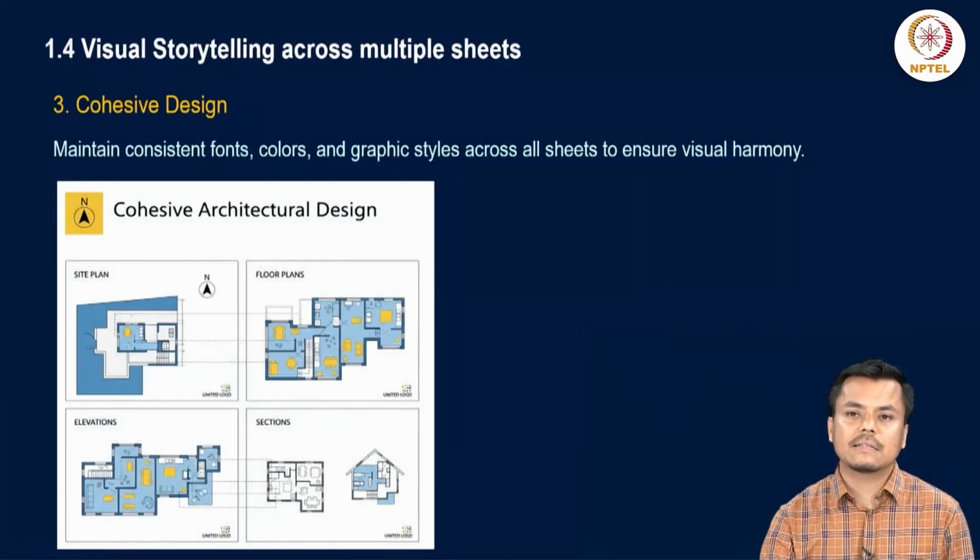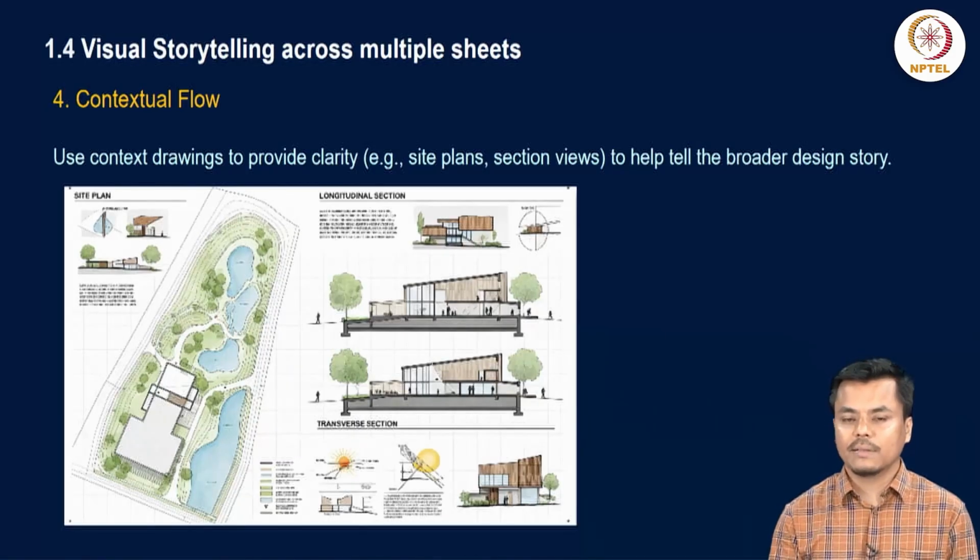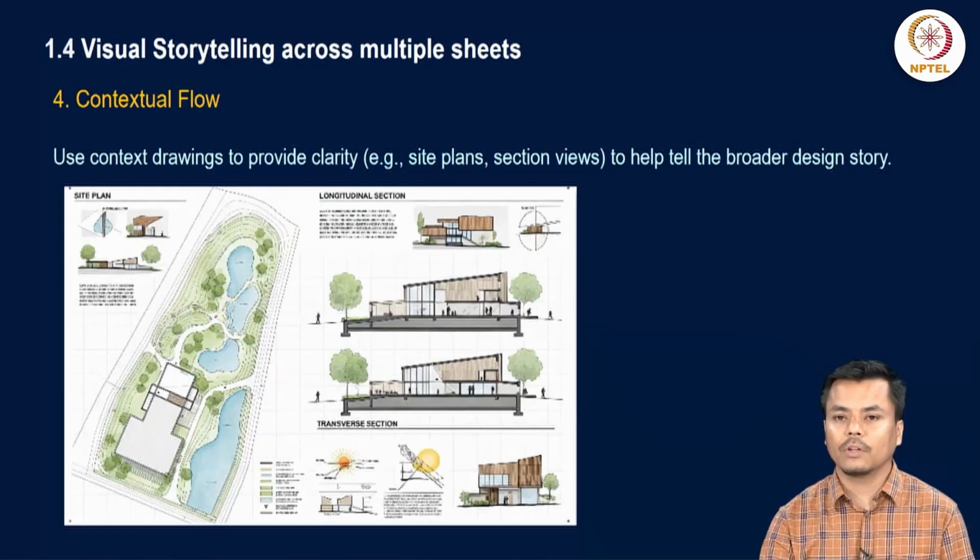Cohesive design: maintaining consistent font, color and graphic style across all sheets ensures a visual harmony in the presentation. Then the contextual flow: use context drawings to provide clarity. In case of a site plan, you try to add the details about the neighboring sites. So what is present and what different types of land use there are can be understood from this information. Along with that, you also showcase the sectional view of the entire site to understand the relationship of the building with respect to the surroundings, which brings clarity to the design intent.